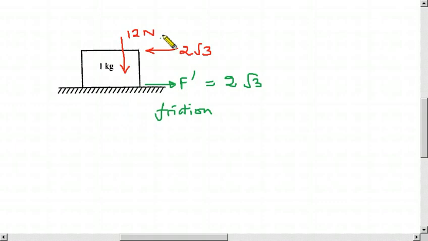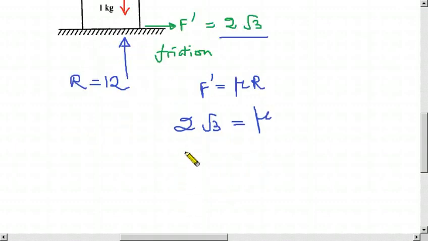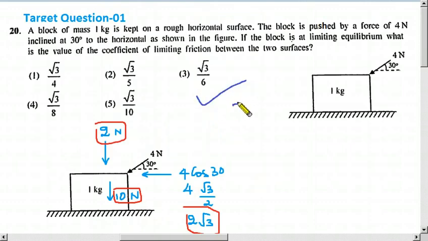Then R is equal to this downward thrust. R is equal to 12. Now F dash equals mu R. F dash is this one, mu R we take this way is 12. So simplify, root 3 divided by 6, that is the value for mu.